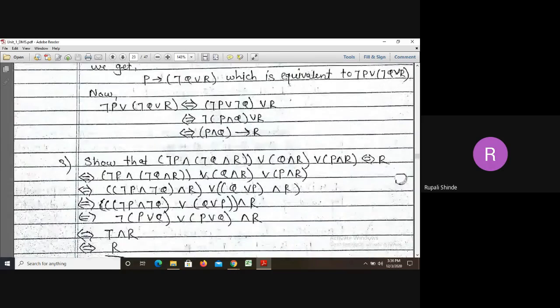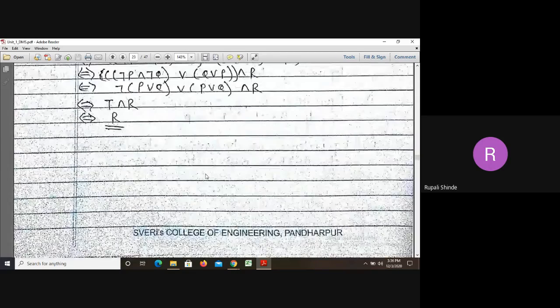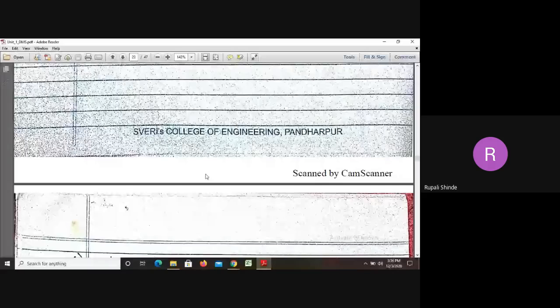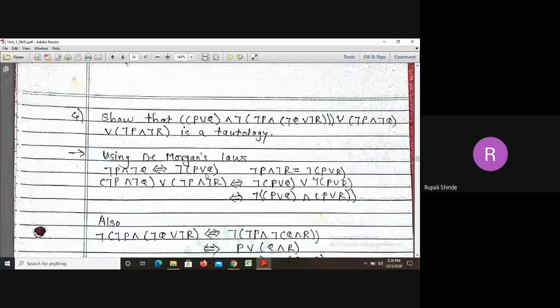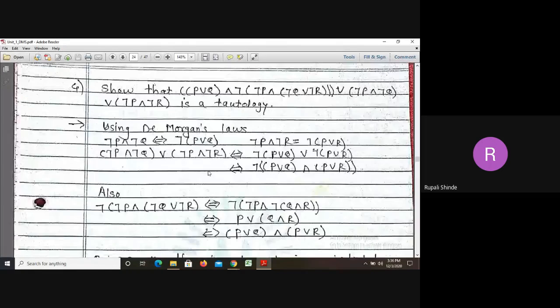So likewise again they have given some examples. Sometimes you have to use truth table, and sometimes when they say show that, at that time you don't have to use truth table. You have to prove it by using formulas.